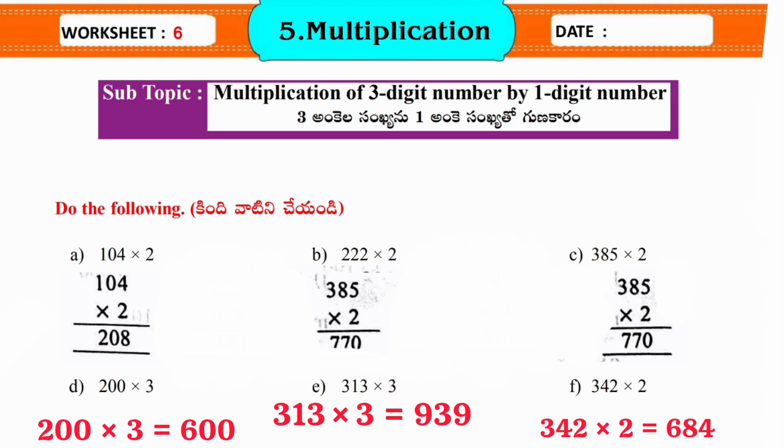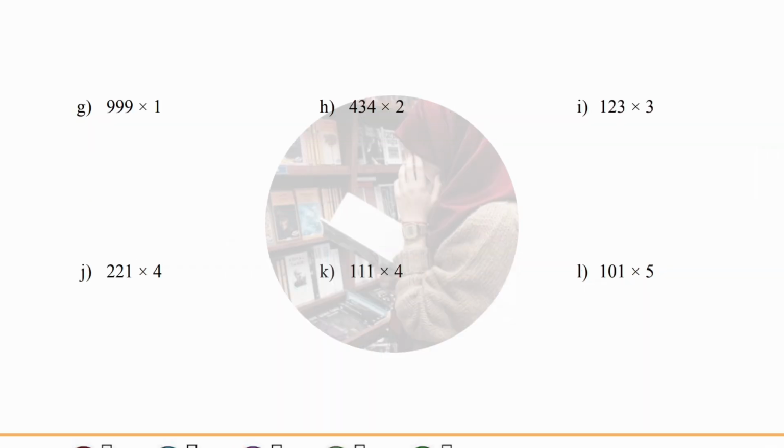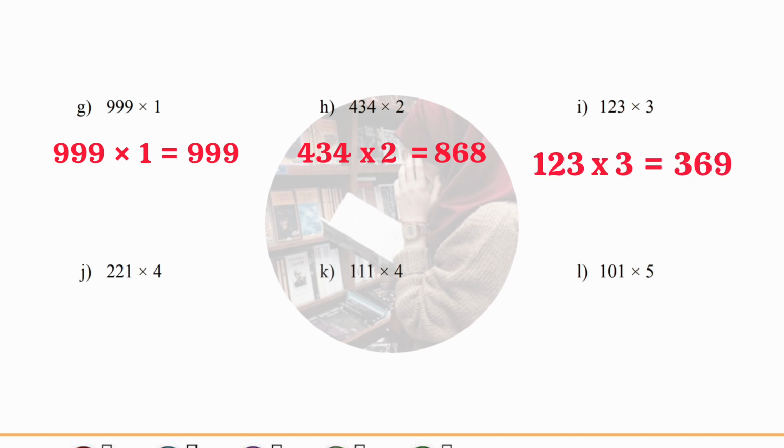So let's see the next one, which is seventh one. Here we have given 991 multiplied by 1. So 1 9s 9, 1 9s 9, 1 9s 9. So 999 is your answer. Next one, 434 multiplied by 2. So 4 2s 8, 3 2s 6, 4 2s 8. 868 is your answer. Next, 123 multiplied by 3. 3 3s 9, 3 2s 6, 3 1s 3. So 369 is the answer.